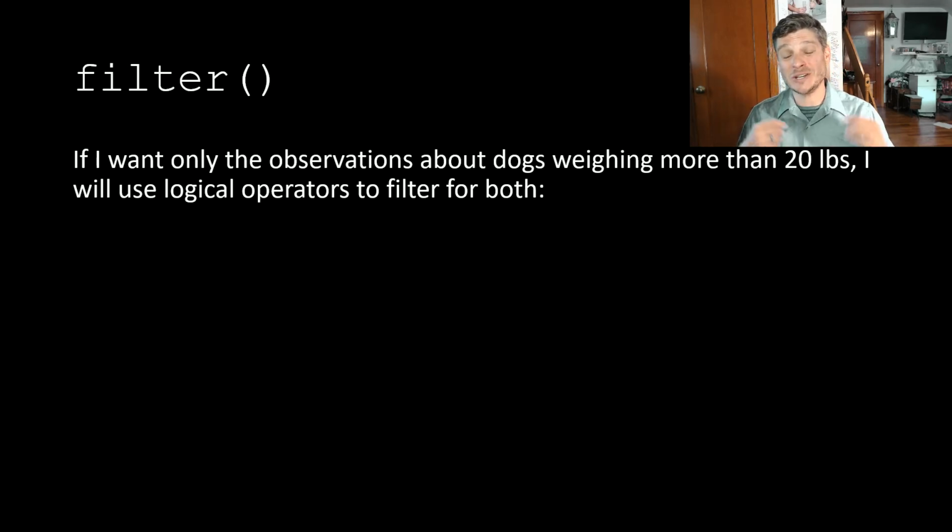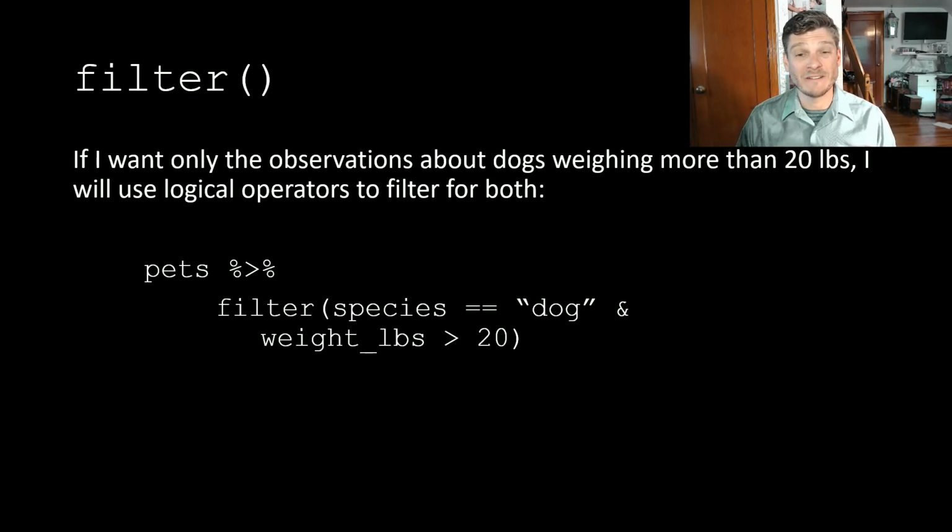Now, the nice part is I can actually filter based on multiple criteria. So let's say I only want dogs that weigh more than 20 pounds. Well, now I can use my logical operators and my comparison operators as well to filter for both of those criteria. Here's how I would do that. So again, start with my data frame pets. I'm going to pipe that into my function. My function is filter, and so I'm going to filter where the species equals dogs, and I want it to be both, that's my and, and I want the weight in pounds, that other column, to be greater than 20. So again, we can use our comparison operators here as well.